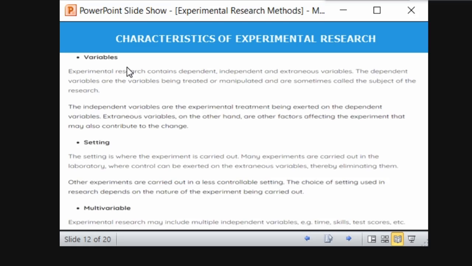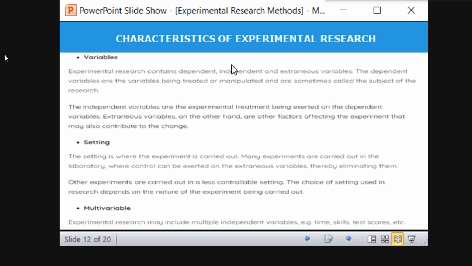What are the characteristics of experimental research? One is variables and the setting, and the multivariable phenomena, right? Experimental research contains dependent, independent and extraneous variables. So you know dependent and independent variables, and we saw examples. What do you mean by extraneous variable? Extraneous variables are lurking variables. They are involved but they don't directly affect. That is extraneous. They are there but they don't directly affect.